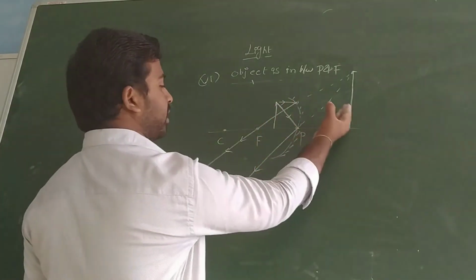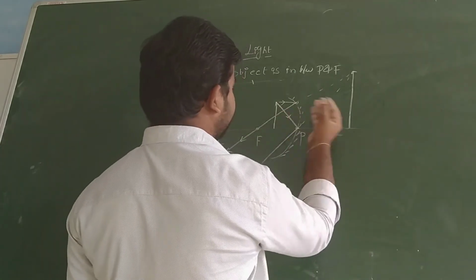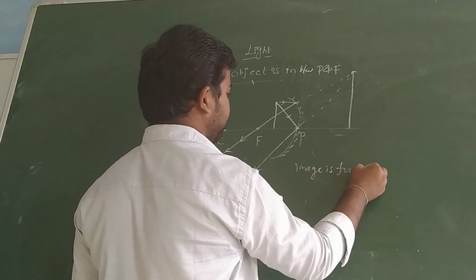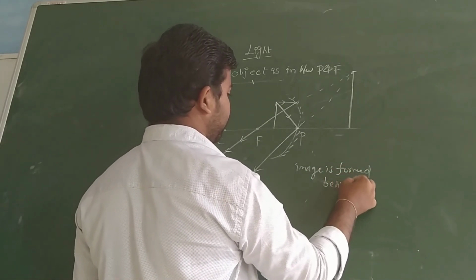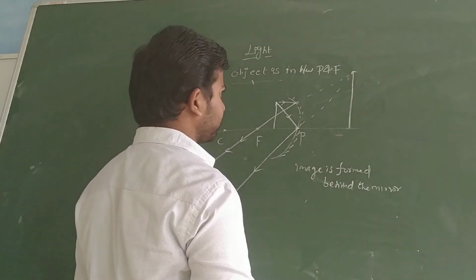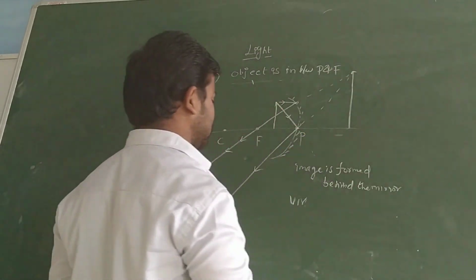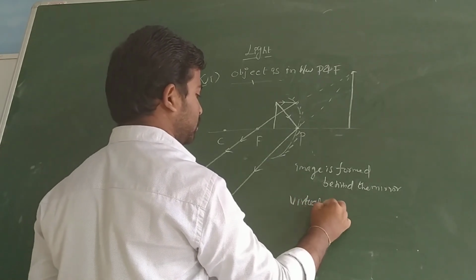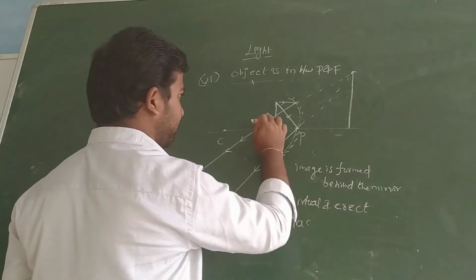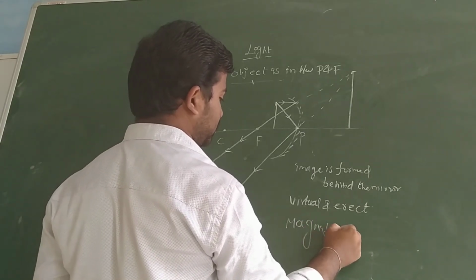The image is formed behind the mirror. Where will the image be formed? The object is kept in between P and F, and the image is formed behind the mirror. It is a virtual and direct image. See, the image is like this, not like this. So it is a virtual and direct image. It is a magnified image. Compared to the size of the object, the size of the image is big. Then it is a magnified image.